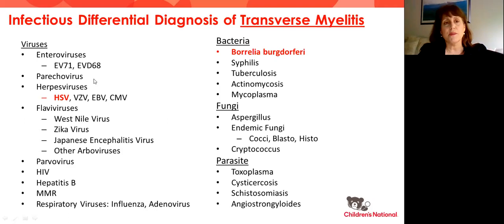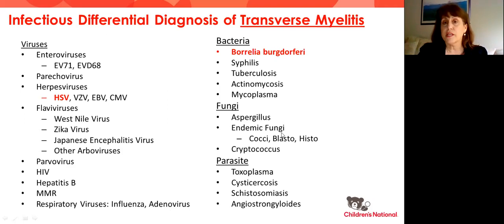But let's go through some of the viruses that have been associated with transverse myelitis, either with direct infection or post-infectious etiology. So the enteroviruses, of course, you're very aware of with our discussions with acute flaccid myelitis, but also parechovirus, all of the herpes viruses, flaviviruses, and in particular West Nile virus, Zika virus, and Japanese encephalitis virus, but also other arboviruses such as Powassan, parvovirus, HIV, hepatitis B, measles, mumps, rubella, and some of the respiratory viruses rarely have been associated, including flu and adenovirus.